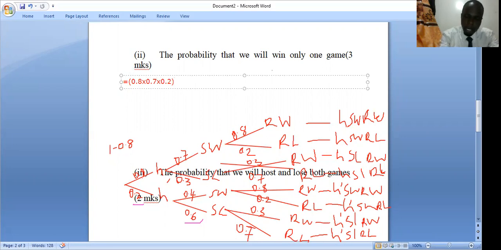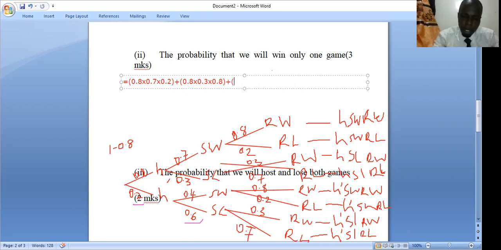And if that's not the case, then we host, 0.8. We host, but we lose soccer. Probability of losing soccer is 0.3, but we win rugby. Winning rugby is 0.8. This is a case where only when we host, but they have not specified whether we should get winning only one game when we host or when you don't host. So we have to go to when you don't host.